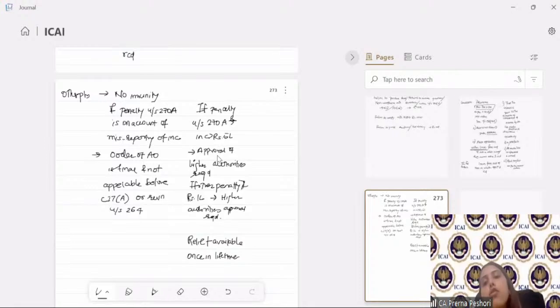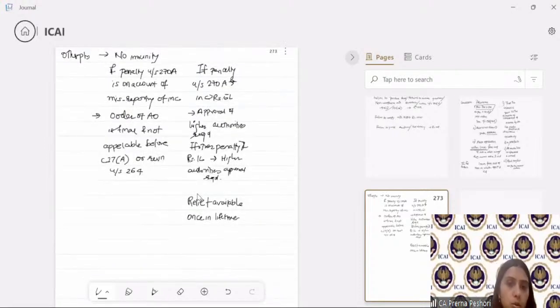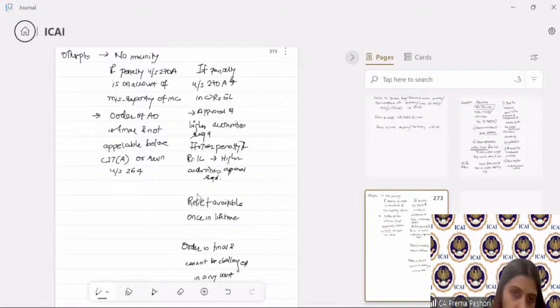Again, this order is final and this cannot be challenged before any court. So this is a final order and it cannot be challenged before any court. Clear?